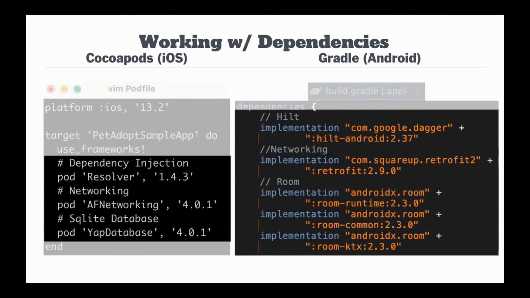Now, in a pod file, we specify our dependency with pod as a keyword, and then we give the pod the dependency's name as well as the dependency's version that we want. This is very similar to in build.gradle, where we specify an implementation with a package name and then the package version that we would like.